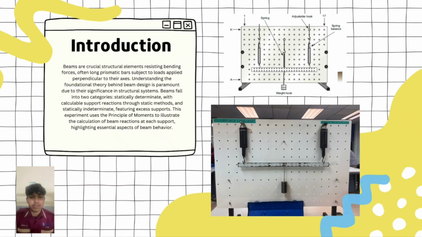I'm going to present the introduction of this experiment. Beams are crucial structural elements that resist bending force, often long prismatic bars subject to loads applied perpendicular to their axis. Understanding the foundational theory behind beam design is paramount due to their significance in structural systems. Beams fall into two categories: statically determinate, with calculable support reactions through static methods, and statically indeterminate, featuring excess supports. This experiment uses the principle of moments to illustrate the calculation of beam reactions at each support, highlighting essential aspects of beam behavior.